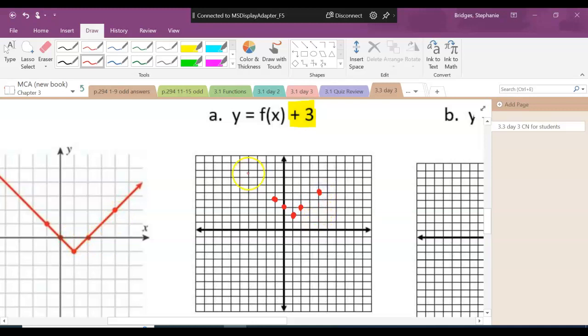And then just remember, when you connect your dots, because the original had arrows on it, we're going to put arrows on the new one as well. So basically all that thing did was shift up 3 units. Everybody good with that? Okay.